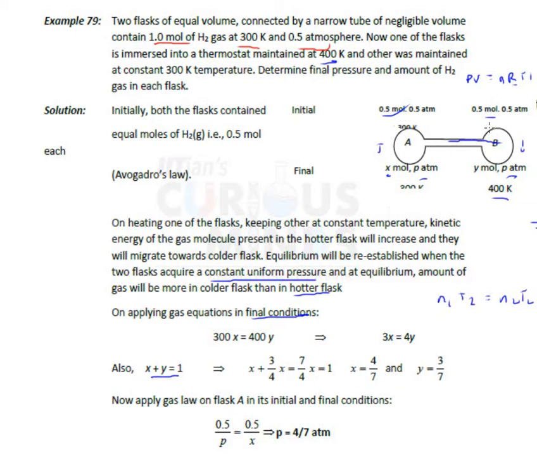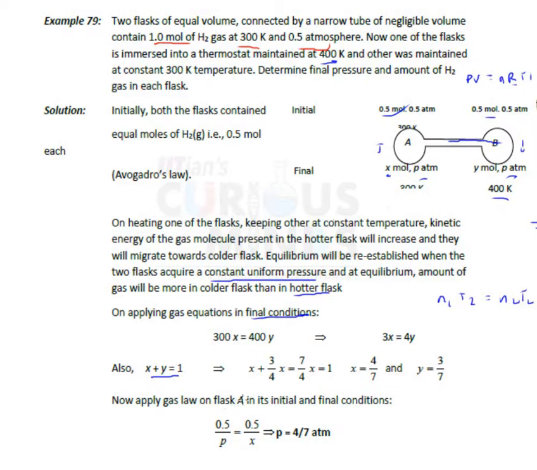So I told you this will increase and this will decrease, but some molecules went over there. So 0.5 से ये 4/7 हो गया. So 4/7 is more than 0.5 and this is less than 0.5. So this is perfect. This solution is proving the concept, right? ये बराबर है. So ढूंढना क्या है? Final pressure, right?